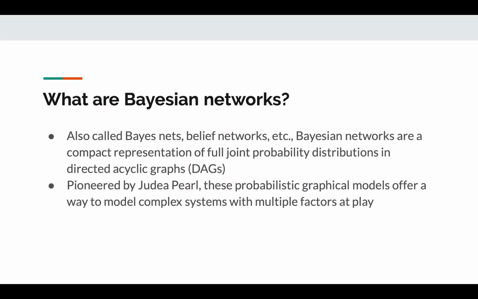So to start off, what are Bayesian networks? They were pioneered by Judea Pearl, who advocated for a probabilistic approach to artificial intelligence, and they're a way to represent a full joint distribution more compactly by taking advantage of conditional probability distributions. And really, they represent complex probabilistic systems that can be represented with a directed acyclic graph.